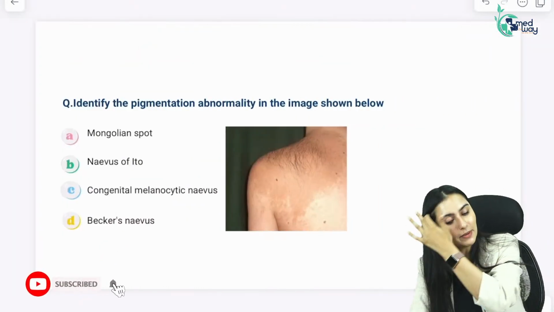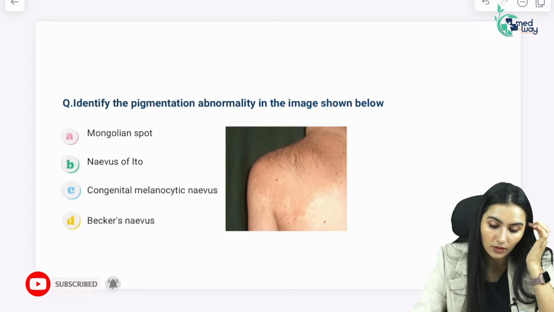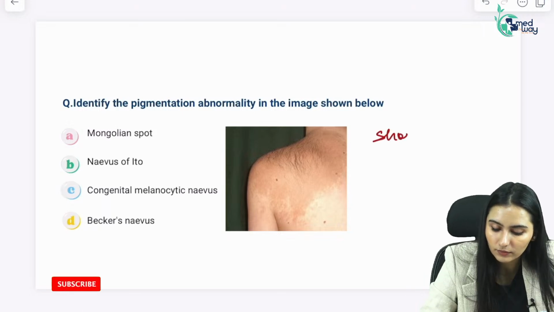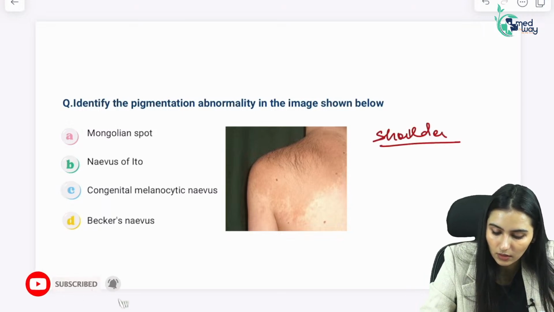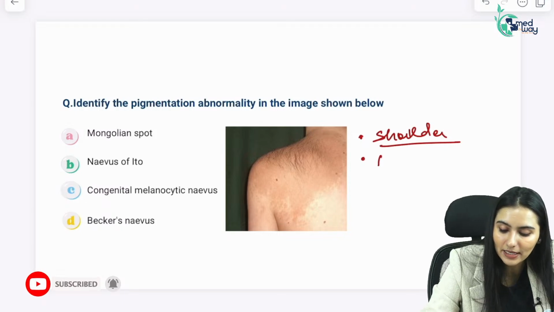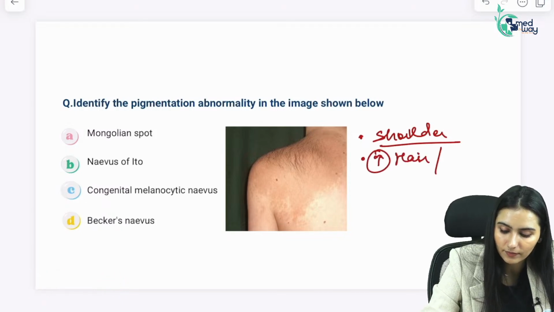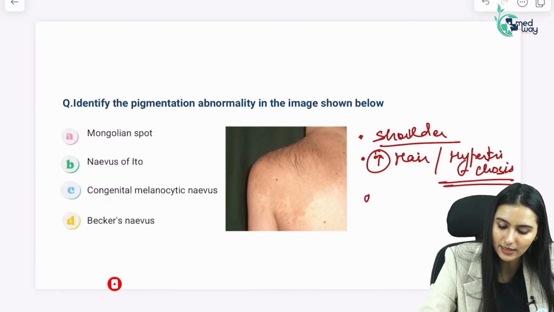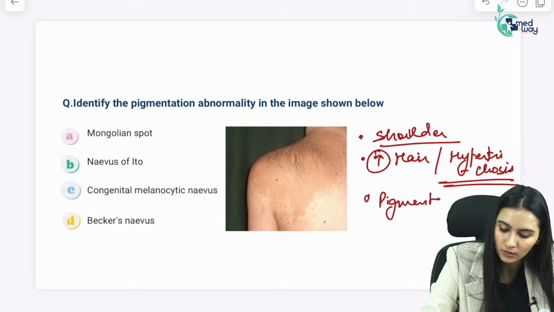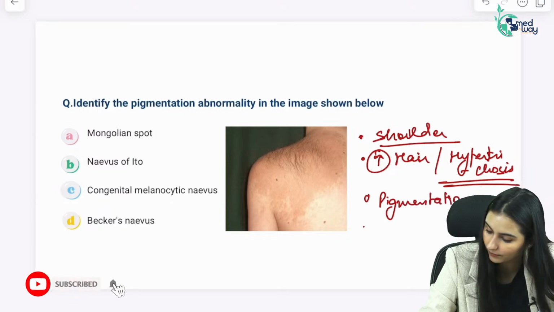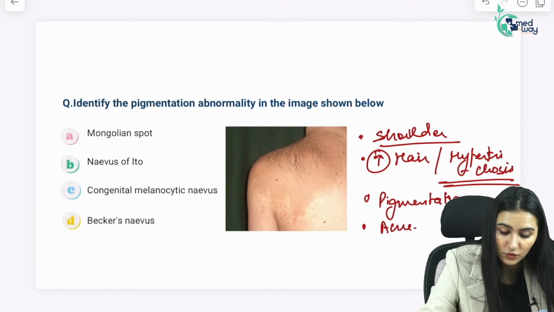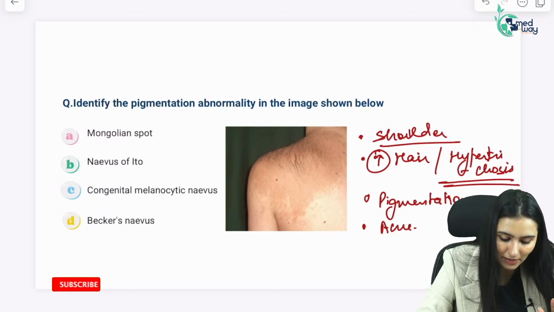Identify the pigmentation abnormality as shown in the image. Now, what is this? This is a shoulder. That is the first thing. Second thing, there's going to be increased hair. There's hypertrichosis. And there is pigmentation. Sometimes you can even see acne. So what does it look like? It looks like Becker's nevus.